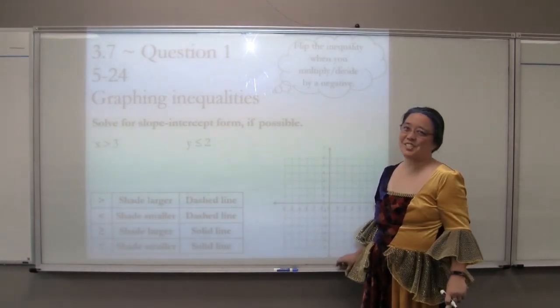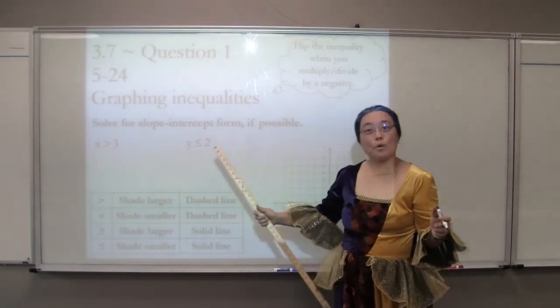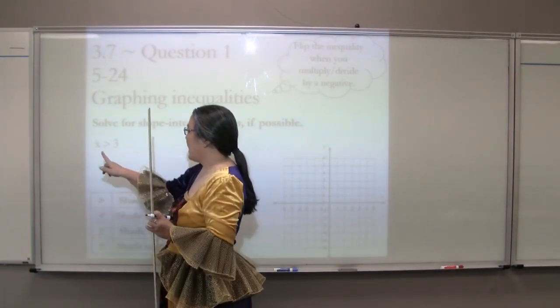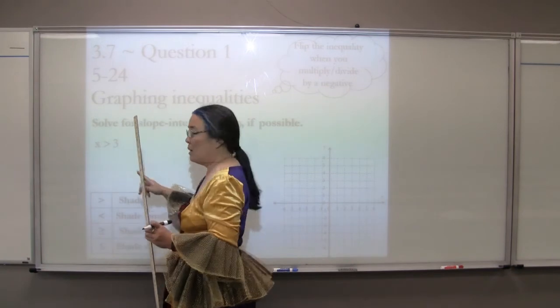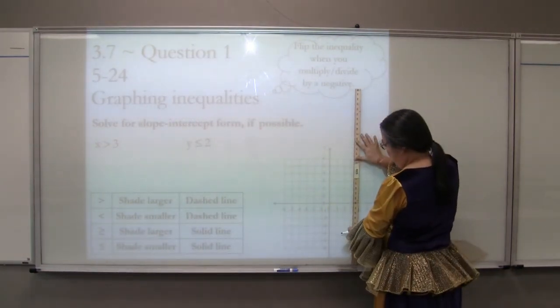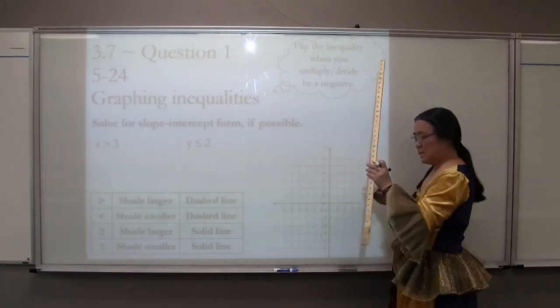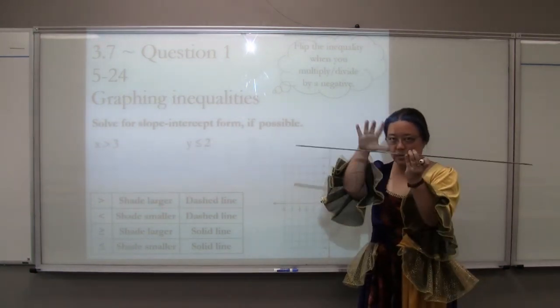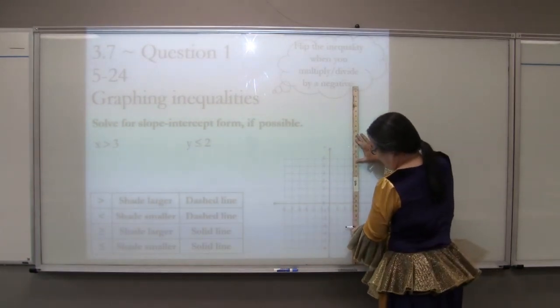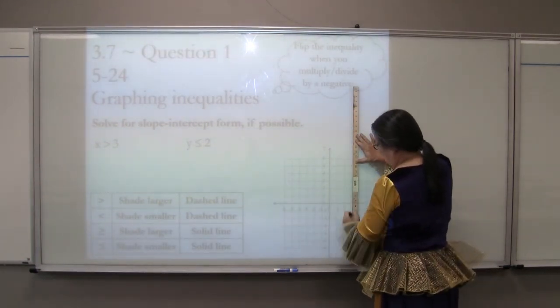Chapter 3, Section 7, Question 1. Boring lines again. Yay! So if you remember, x equals 3 would be a line at x is equal to 3, and it would be perpendicular to the x-axis. So something to think about. The x-axis goes this way, and the x equals line goes this way. But then, we know that it goes here.